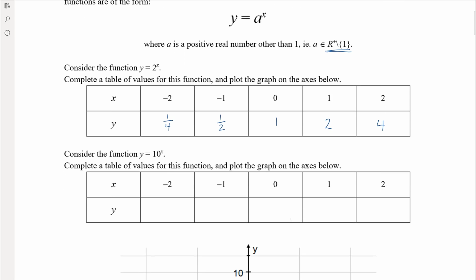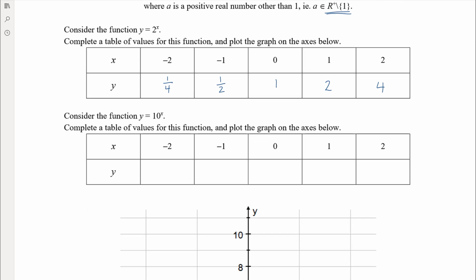Thinking about 10 to the power of x, same thing. Start in the middle. 10 to the power of 0 is also 1. 10 to the power of 1 is 10. 10 to the power of 2 is 100. 10 to the power of negative 1 is 1/10. 10 to the power of negative 2 is 1/100.